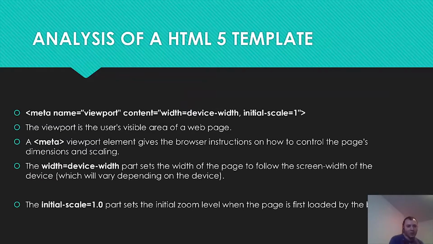So after that we have the meta name viewport, basically the viewport tag. A viewport is basically the user visible area of a web page. The meta viewport element gives the browser instruction on how to control the page dimensions and scaling, whereas the width=device-width part sets the width of the page to follow the screen width of the device, which will vary depending on the device.